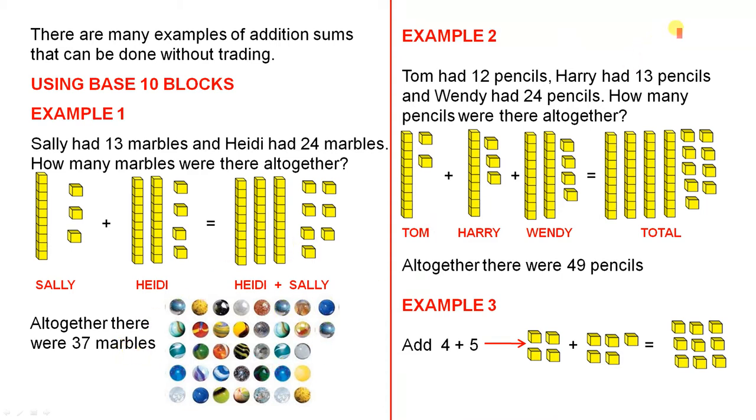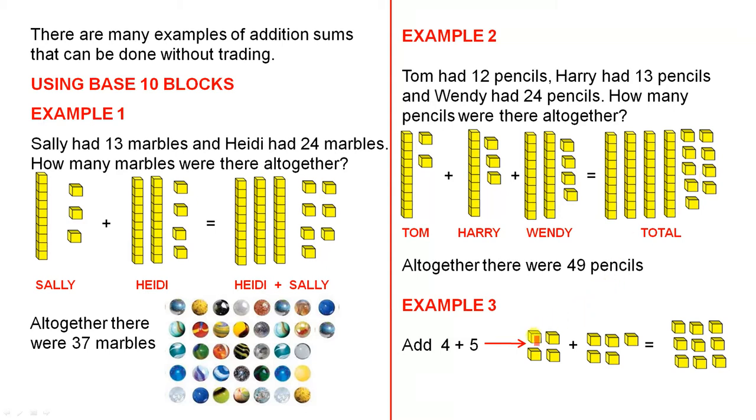Example 2. Tom had 12 pencils, Harry had 13 pencils, and Wendy had 24 pencils. How many pencils were there altogether? So here's your 12, 10 plus 2. There's your 13, 10 plus 3. And there's your 24, 10, 20 plus 4 singles. When you put all those together, you get 4 of those longs, and you get 9 singles, so that's 49.